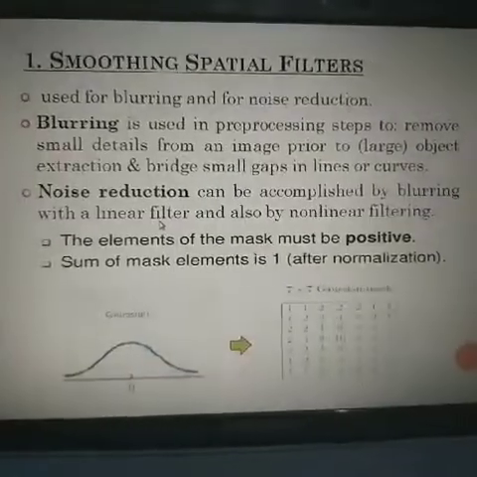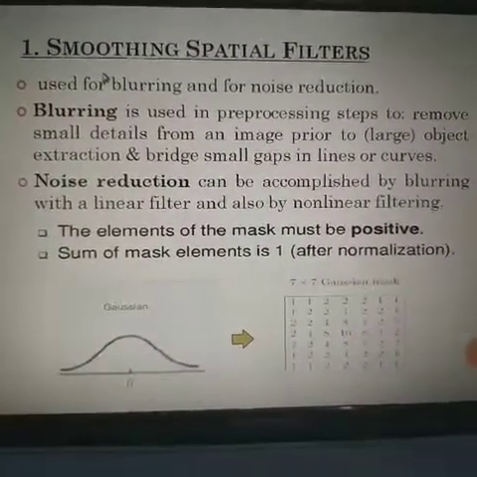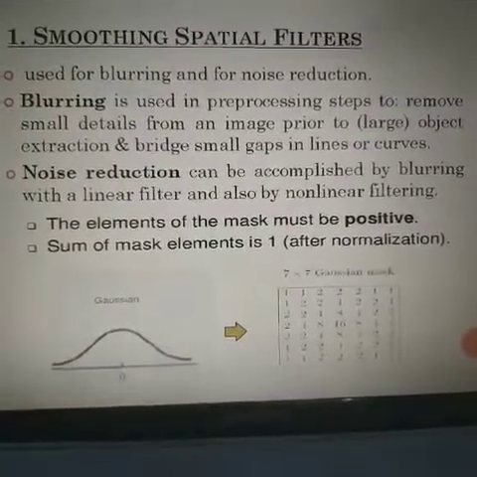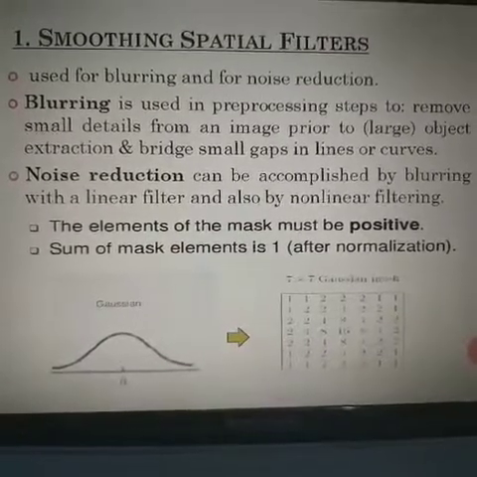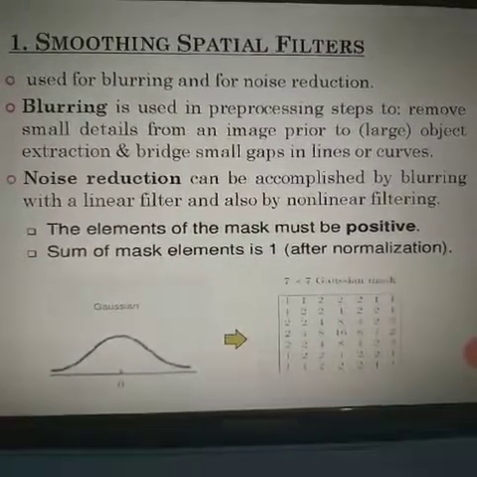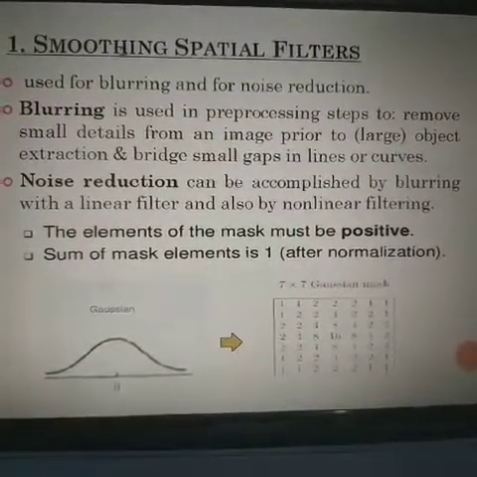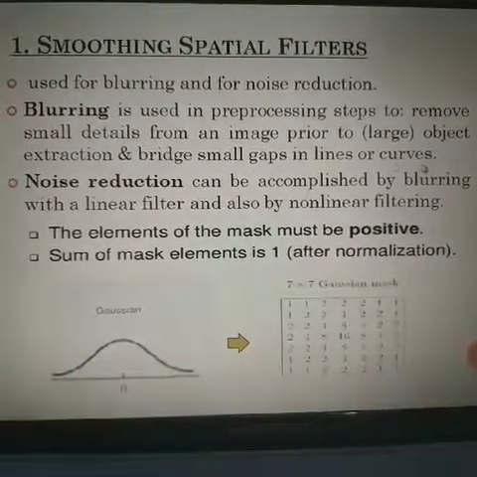So what is smoothing? What do we do in smoothing? It is used for blurring and for noise reduction. What is blurring? It is used in the pre-processing steps to remove small details from an image prior to object extraction, and to bridge small gaps in lines or curves.